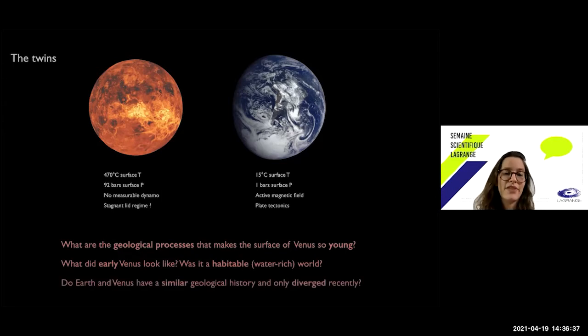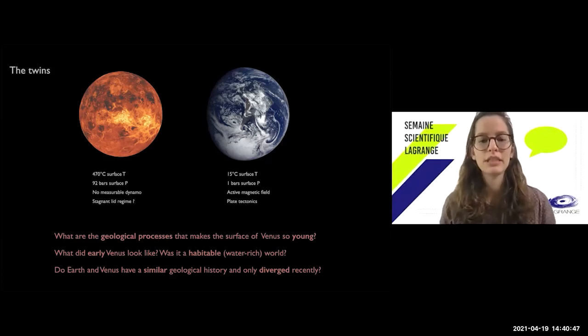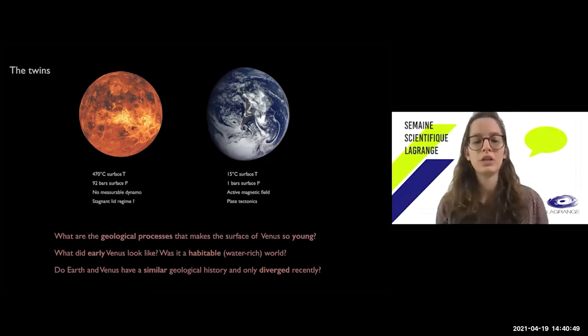And finally, a very important question, especially now with the search for Earth-like exoplanets: we don't know if Venus and Earth had a similar geological history and diverged recently, or if they were different from the beginning. And if they were different from the beginning, what does this tell us about the accretion and differentiation of these planets and what went on then? So there are a lot of important questions that we don't know the answer to.